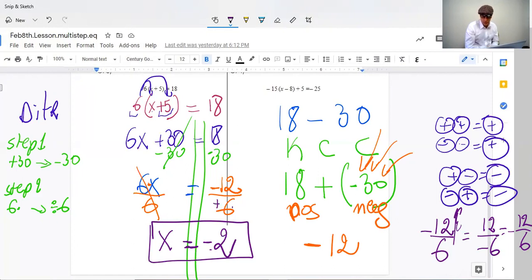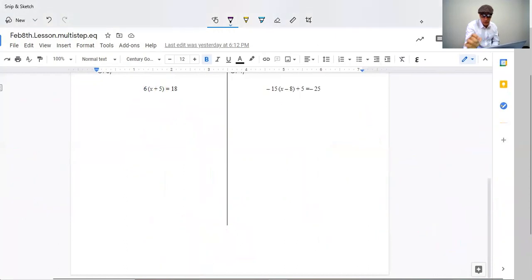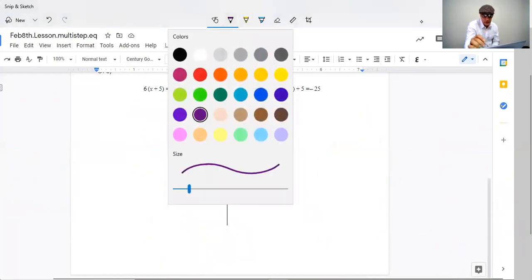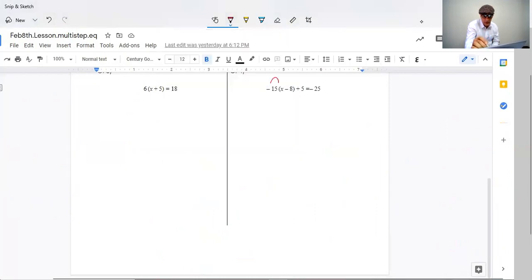Okay? All right, and the last one we did, and I'll do it again, is, let me just erase all of this. Let's do the last example. And again, we distribute to get rid of the parentheses. Get rid of the parentheses. Let me write my rules again.